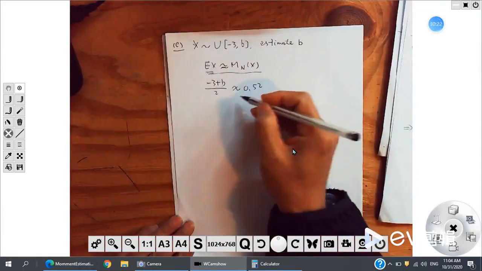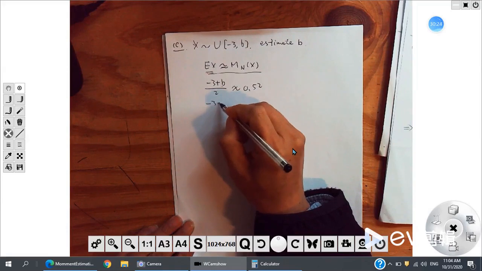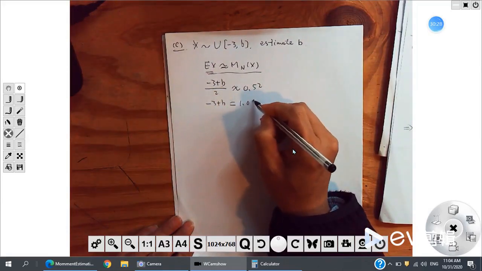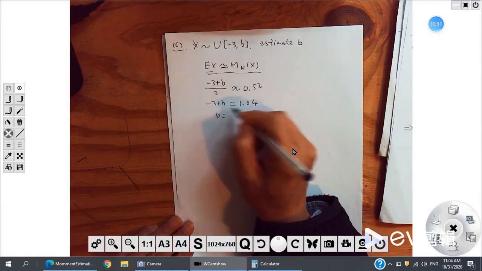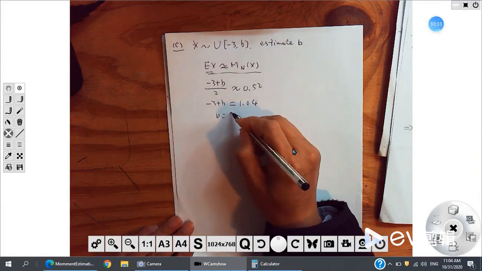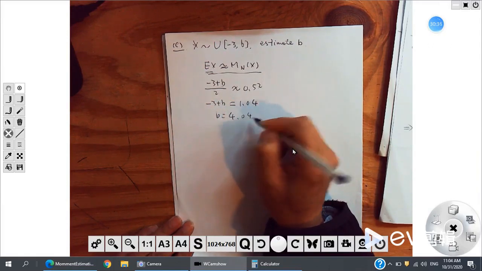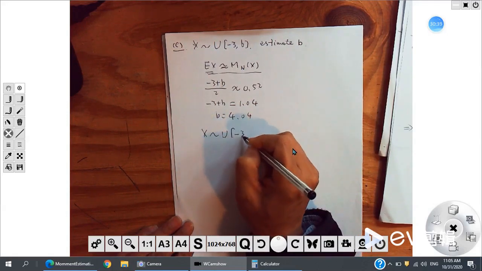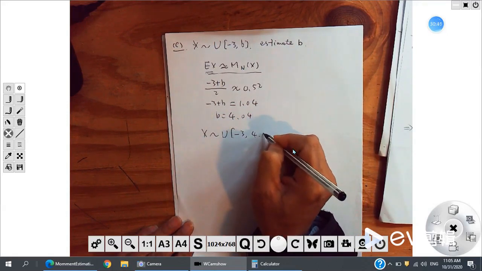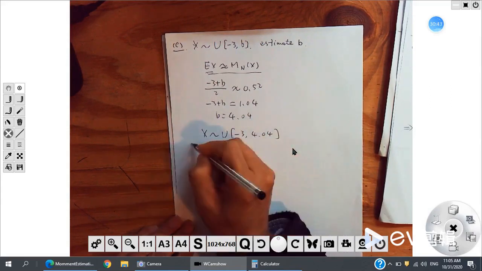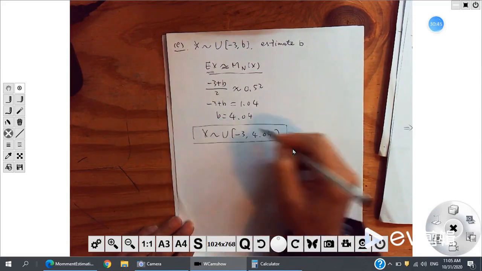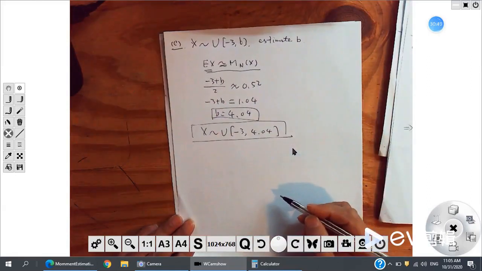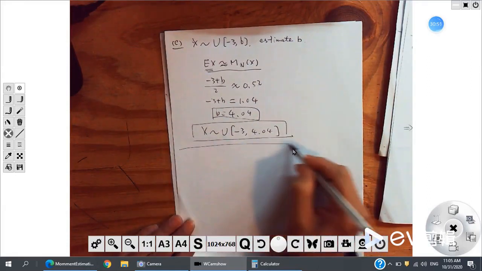Okay, this time is simple. I have negative 3 plus B equal to 2 times it, which is 1.04, and B equal to 3 plus it, that will be 4.04. So X obeys a uniform distribution from negative 3 to 4.04. Like this, right? B is this one, and A is given, is negative 3. So this is the second example.